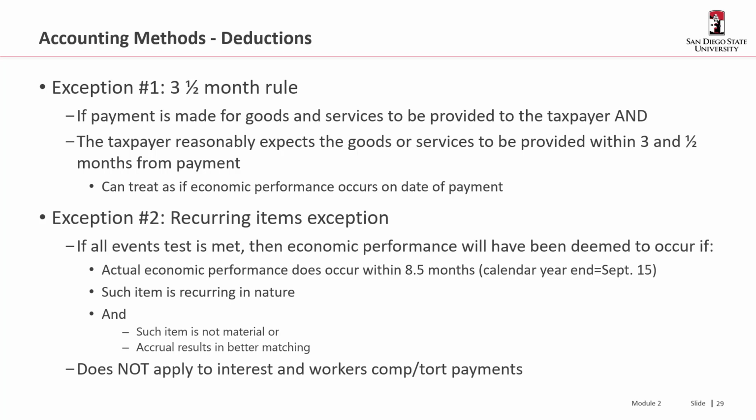And it says that as long as you've met the all events test, economic performance will be deemed to occur if actual economic performance does occur within 8.5 months, and the item is recurring in nature, and the item is not considered material. So note that the recurring item exception does not apply to interest. It does not apply to workers' comp and tort payments. So the recurring item exception really broadens that exception. It says, look, if economic performance does occur within 8.5 months, then go ahead and accrue that back into the year you make the payment.